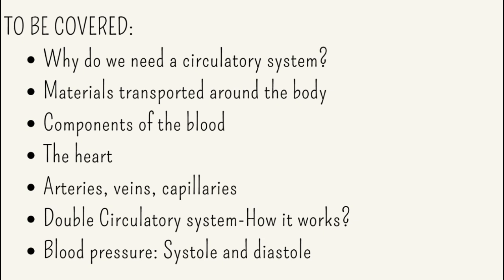And then we're going to discuss exactly how double circulation takes place, and why it takes place in our body. In humans we have double circulation, which means that the blood passes through the heart twice. So obviously deoxygenated blood, and then oxygenated blood, right? And then we're going to look at blood pressure, meaning systole and diastole. So that's basically the plan for the things that we are going to get into.